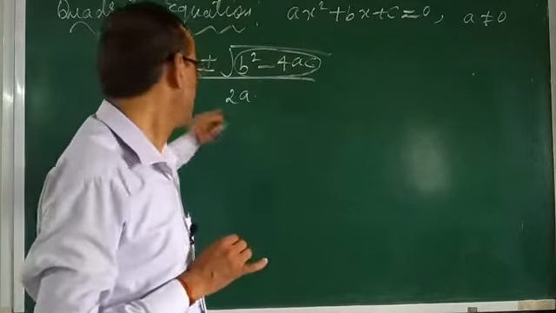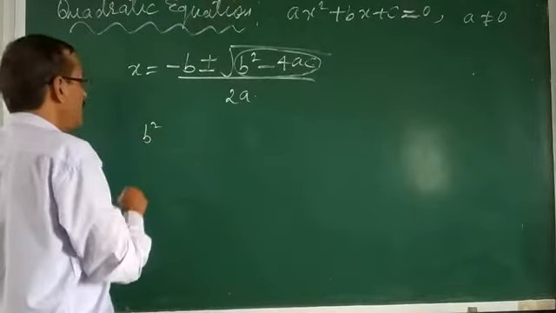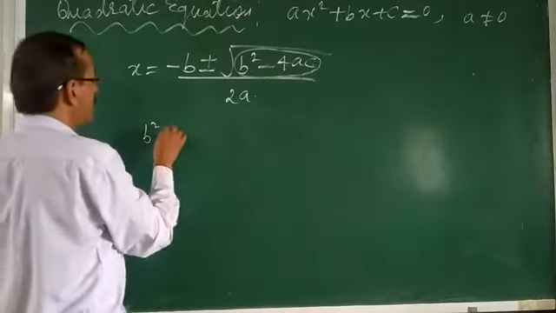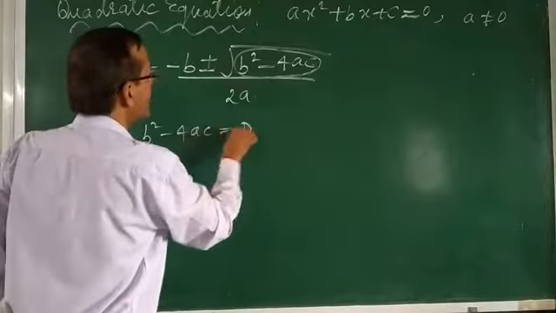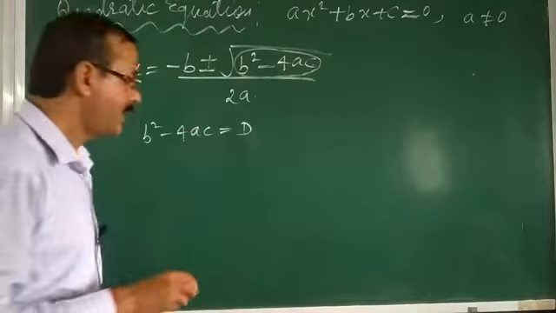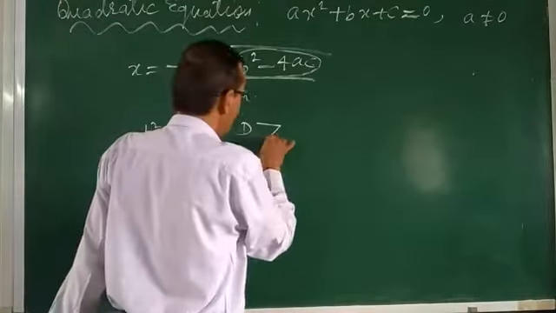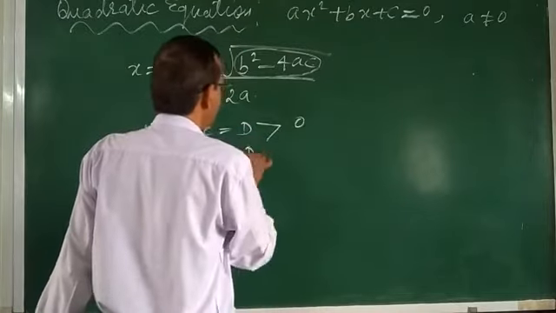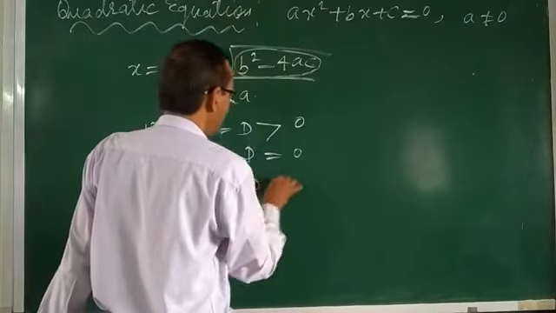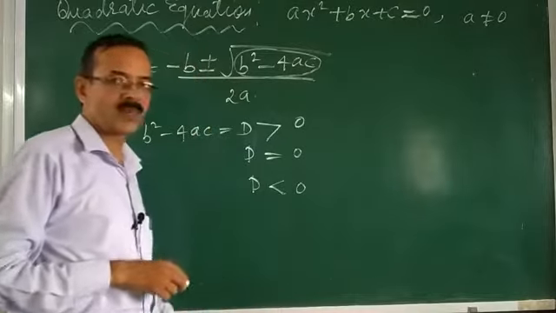So the discriminant decides the nature of the roots. यह नेचर बताता है रूट्स का कैसा होगा। So b square minus 4ac we represent as capital D. So there are 3 conditions: D is greater than 0, D is equal to 0 and D is less than 0.